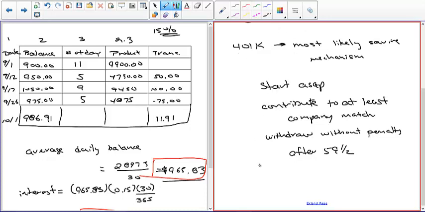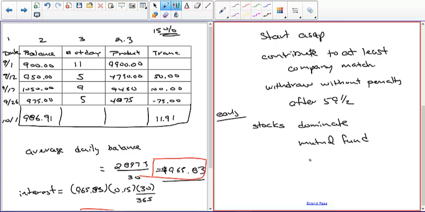So the general wisdom is early, when you're younger and you're a long way from retirement, you should, so we'll say early, stocks dominate. And usually a mutual fund is not a bad idea. Even safer is usually index funds. And another one is the retirement target date.